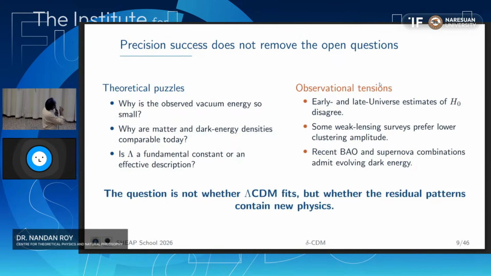The observational problems come from when we try to estimate cosmological parameters from different observations, and it seems the different observations give different results, and they are in tension.